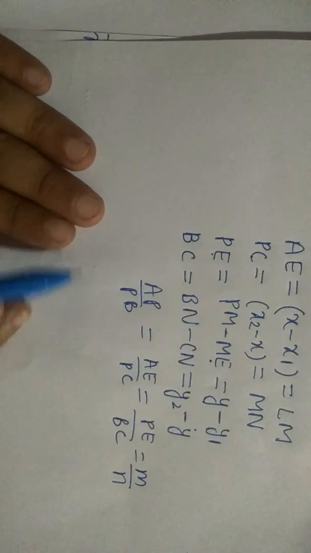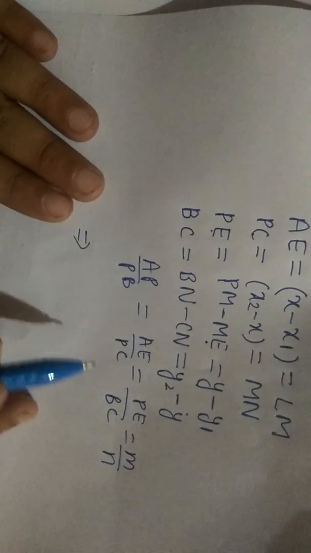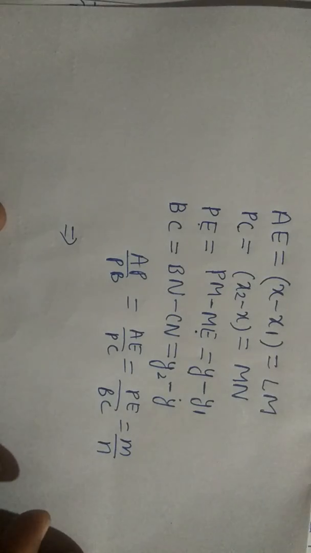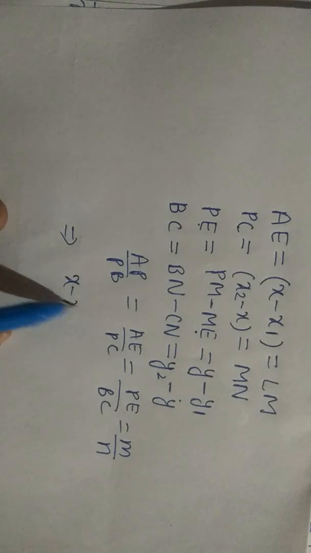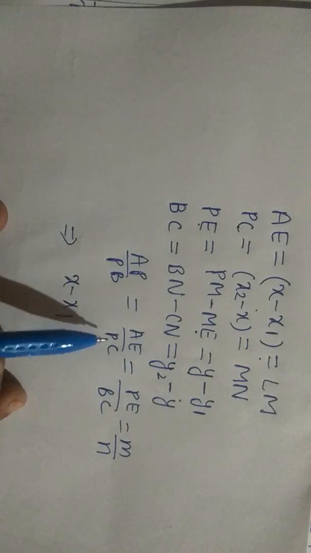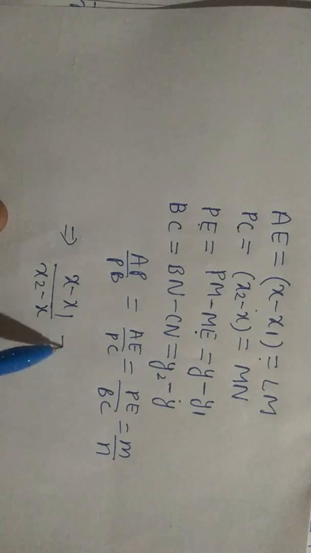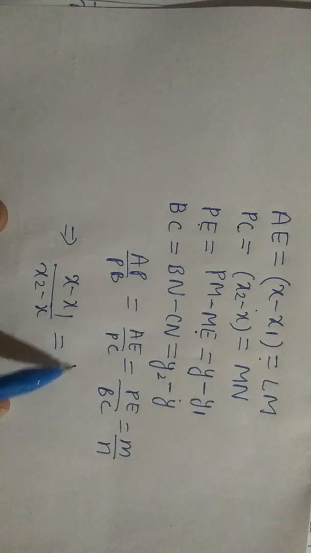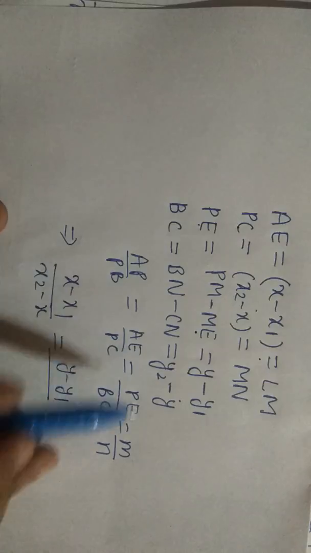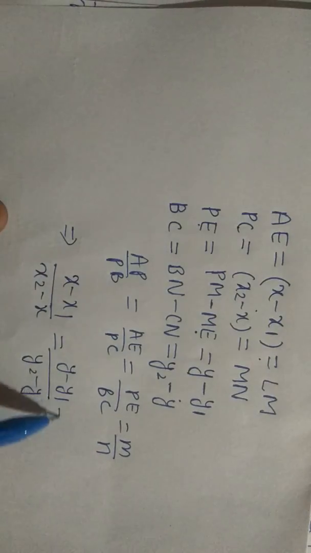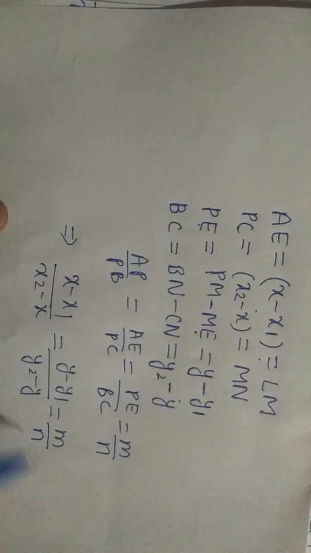Okay, so students write down here the length of AE. What is the length of AE? That is x minus x1. AE is x minus x1 and PC is what? x2 minus x. And what is PE? PE is y minus y1 and BC is what? y2 minus y, and it is equal to M is to N.